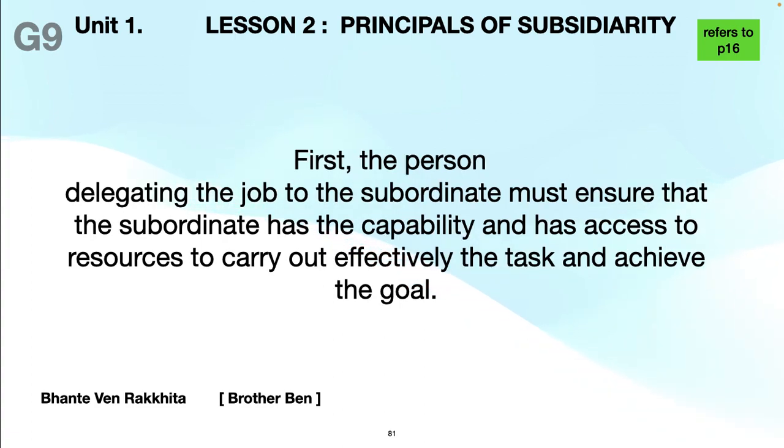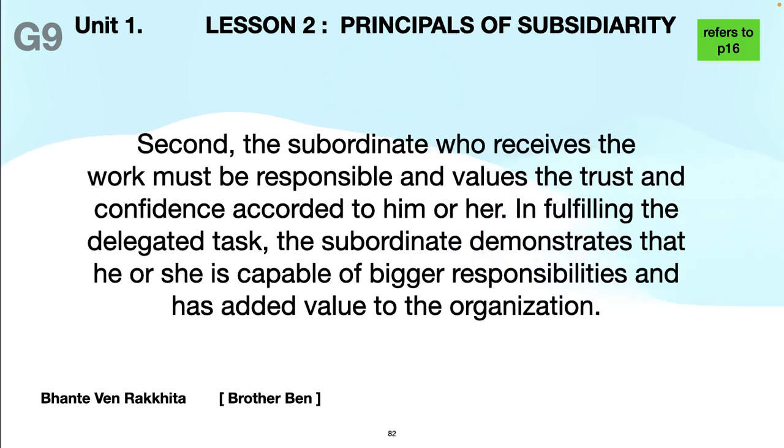First, the person delegating the job to the subordinate must ensure that the subordinate has the capability and has access to resources to carry out effectively the task and achieve the goal. Second, the subordinate who receives the work must be responsible and values the trust and confidence accorded to him or her. In fulfilling the delegated task, the subordinate demonstrates that he or she is capable of bigger responsibilities and has added value to the organization.